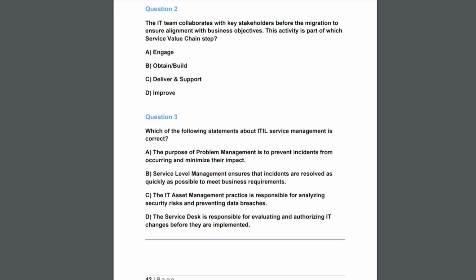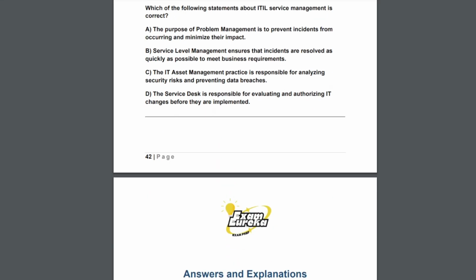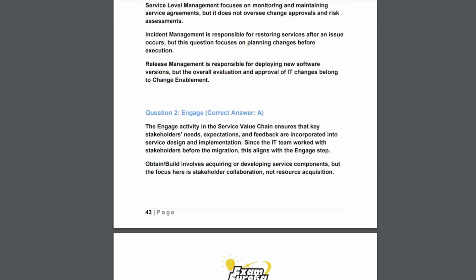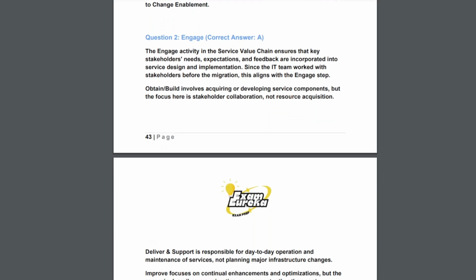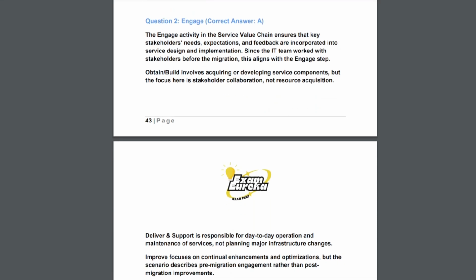Now, question 2. Let's remind ourselves what that was. The IT team collaborating with key stakeholders. What part of the service value chain is that? And the answer is engage. The engage activity in the service value chain ensures that key stakeholders' needs, expectations, and feedback are incorporated into service design and implementation. Since the IT team worked with stakeholders before the migration, this aligns with the engage step.